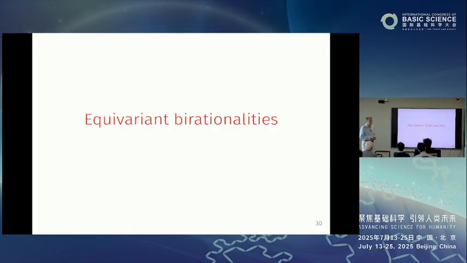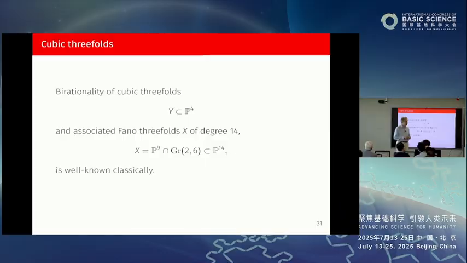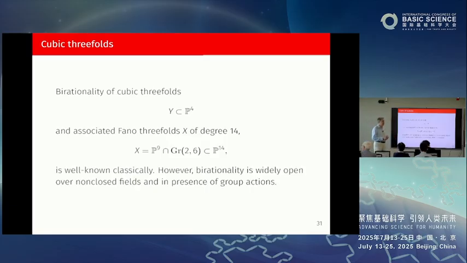Now, I want to talk about equivariant birationalities, again in small dimensions. Smooth cubic threefolds are well known to be birational to another Fano variety, of degree 14, an intersection of the Grassmannian G(2,6) in P^14 with a P^9. This is well known classically over the complex numbers. But much less is known when the ground field is not algebraically closed or when we have a G action.